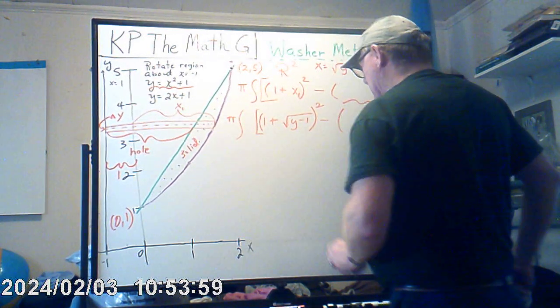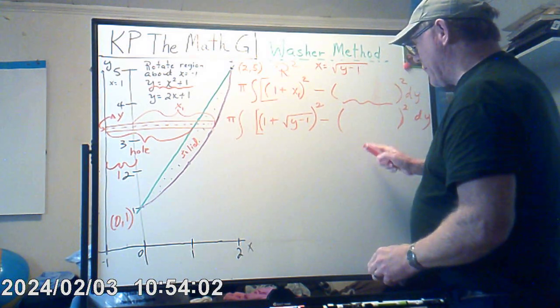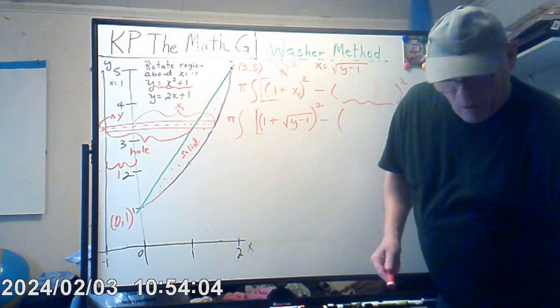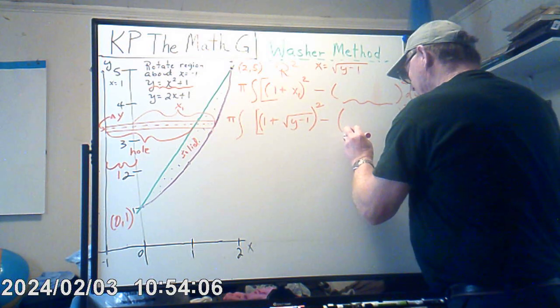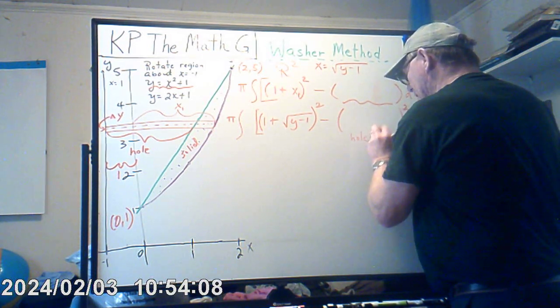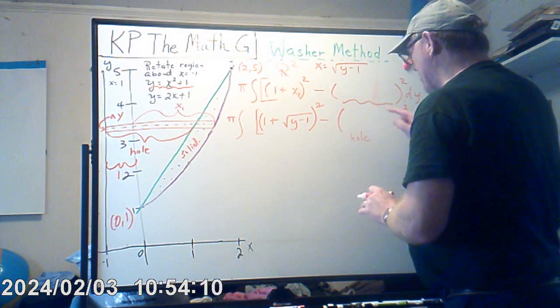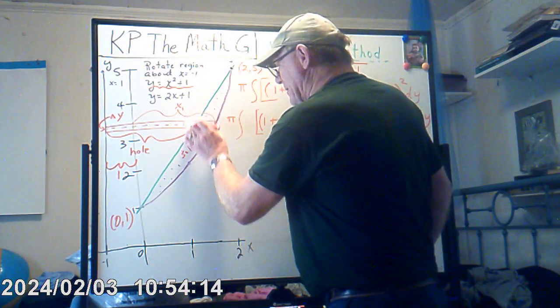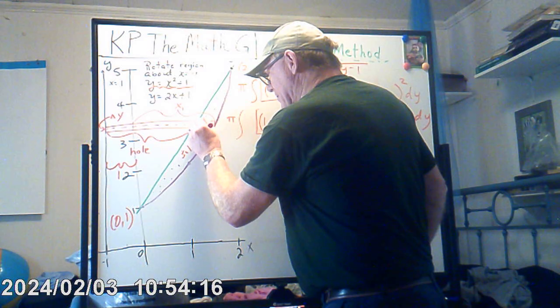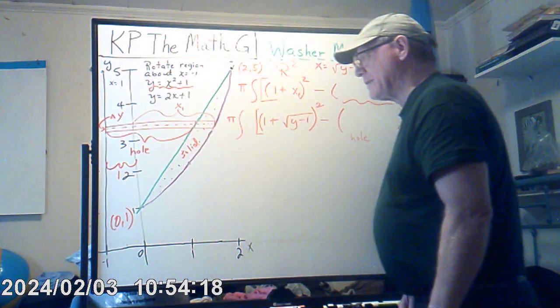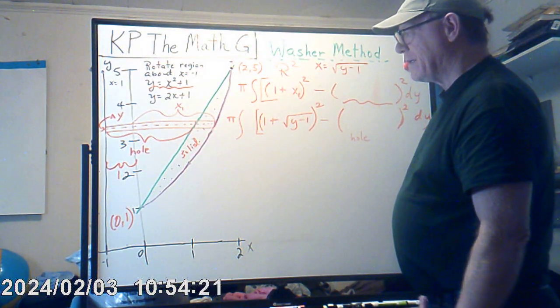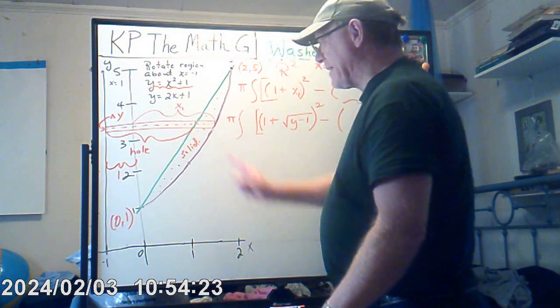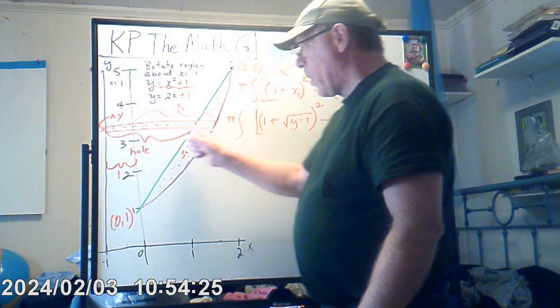Okay, now let's fill in this part. Now this part here is the hole. I'm just looking at what the hole is, and I'm going to square that. I want to take that away because all I want is just this little bitty part right there. Okay, alright, so I got to take away the hole.